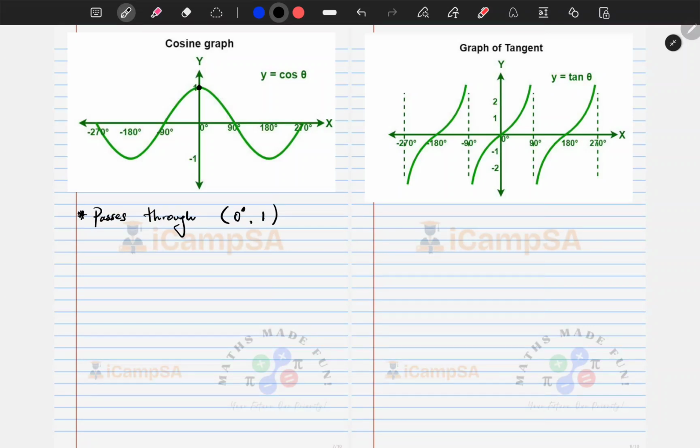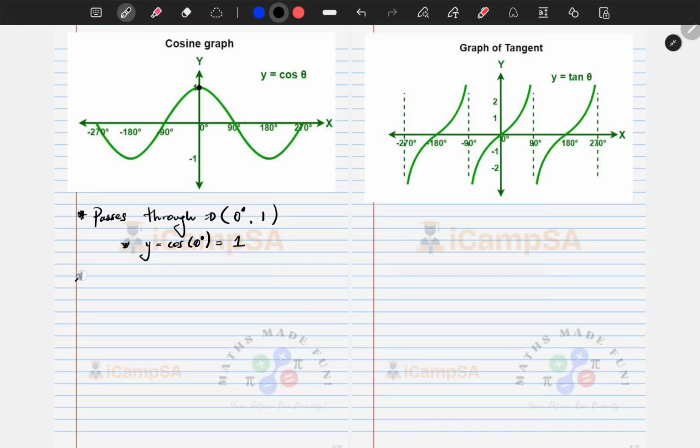And this makes sense because your cos of 0 should give you 1, right? If you press cos of 0 on your calculator, it should give you 1. That's how you can think about it. Even when you say y equals cos of 0 degrees, it will always give you 1. So that's why it passes through 0 and 1. It passes through these coordinates, right?